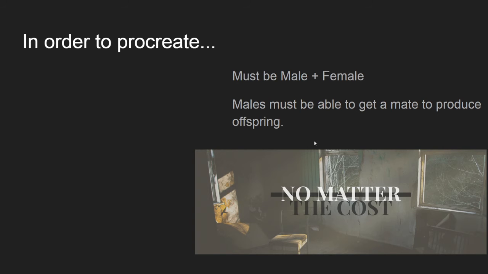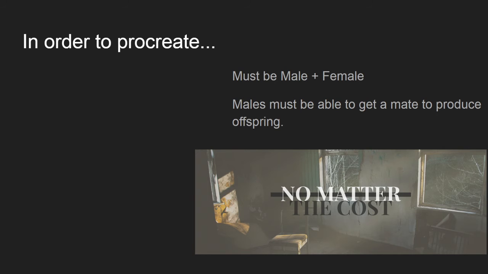Period. It doesn't matter if he is the fastest, smartest, strongest, best hiding, best predating on whatever it is, it doesn't matter all of that if he can't get a mate. And so, the little picture there, no matter the cost, doesn't matter how much less likely you are to survive. If you don't have that trait, you won't get the female.